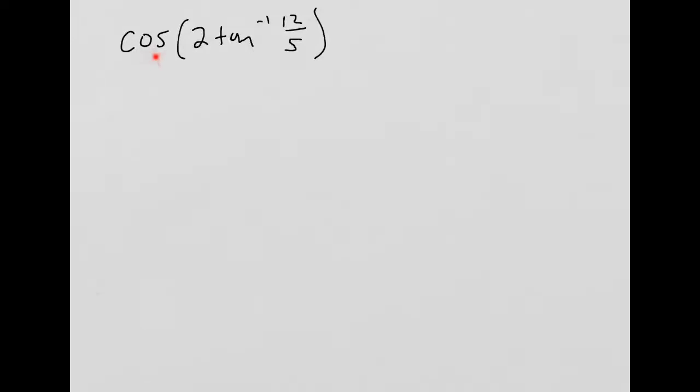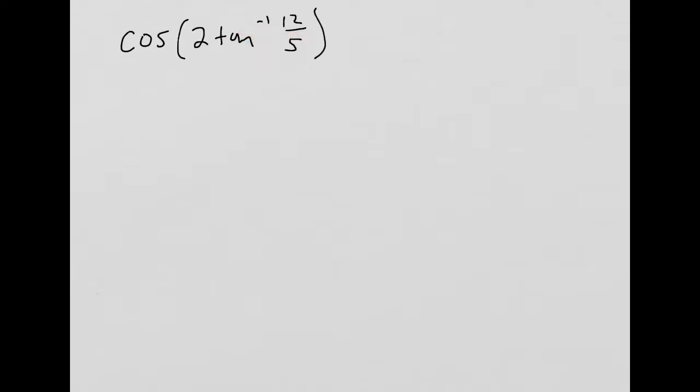The question here is to find the cosine of 2 tangent inverse 12 over 5. It looks a little bit complicated here, right? A little bit tricky. We see the cosine, we see the parentheses with the 2 tangent inverse inside. But remember, whenever you see this inverse trig function, the first thing that should come to mind is that this is actually just equal to an angle.